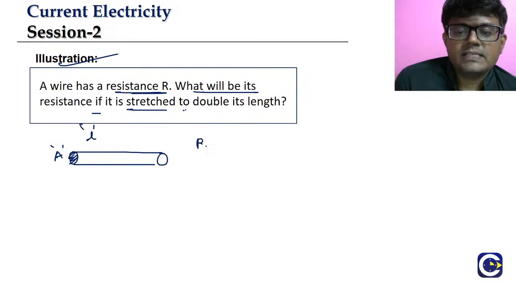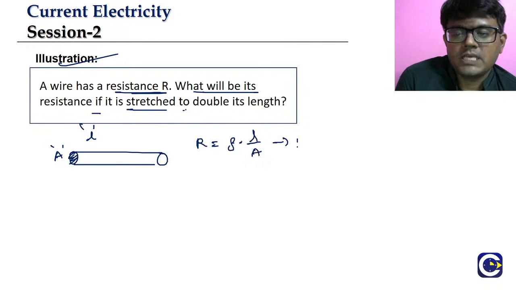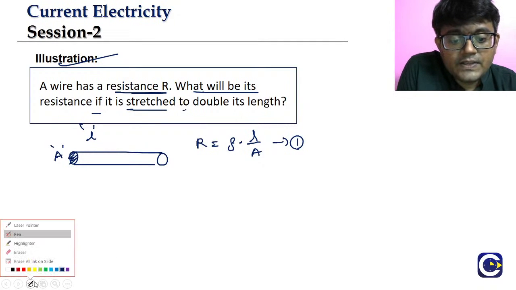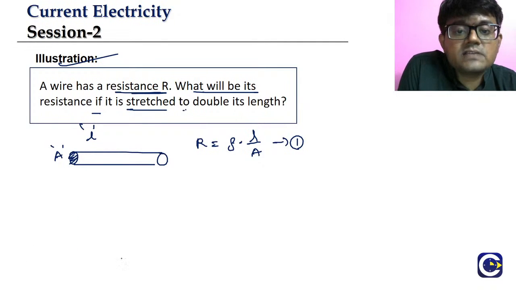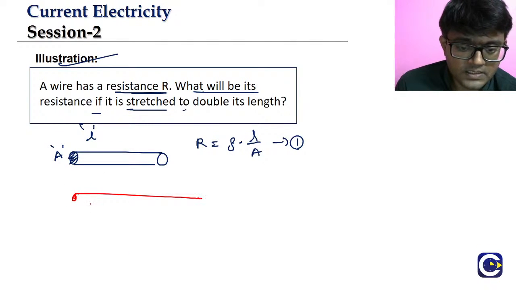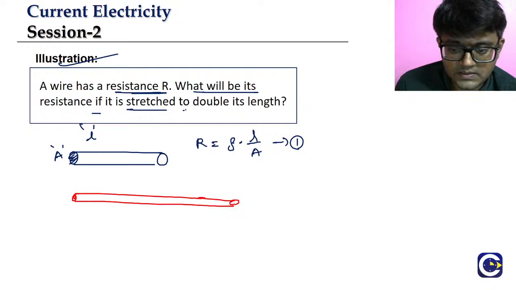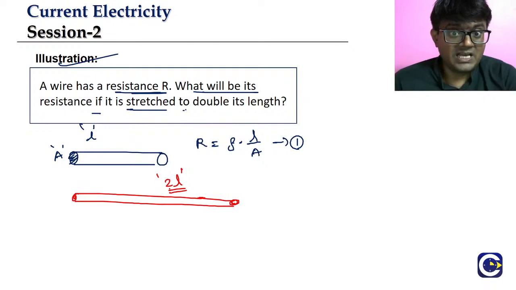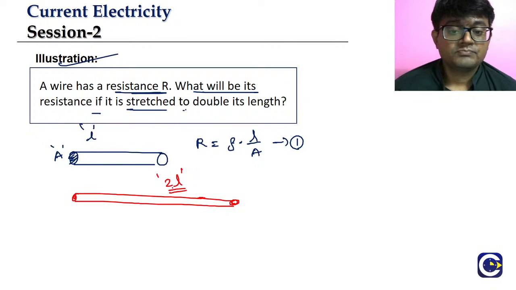This is having a resistance R, means R is equal to rho into L by A. Let this be our equation 1. Now what is next? We are stretching that wire. We are stretching the wire to double its length. Now look, we stretch the wire to double the length. Double the length means what will be the length value now? 2L.